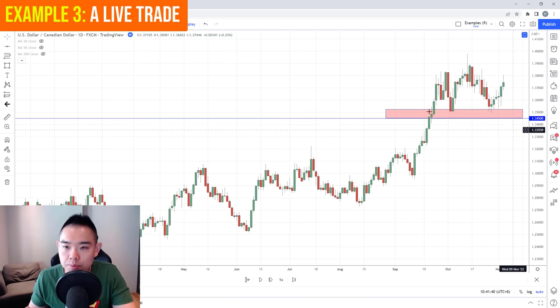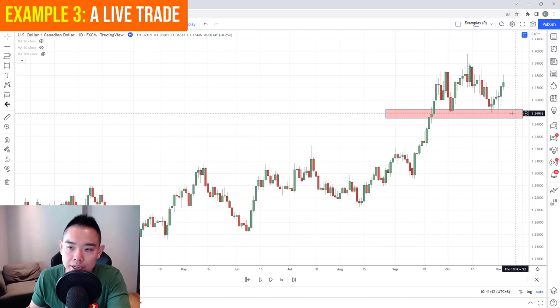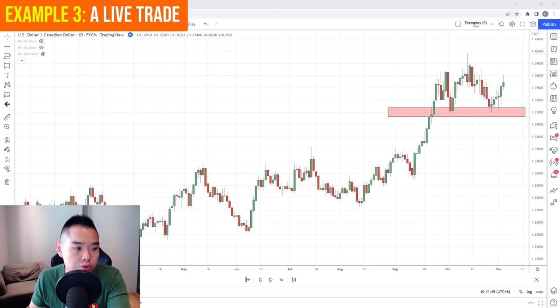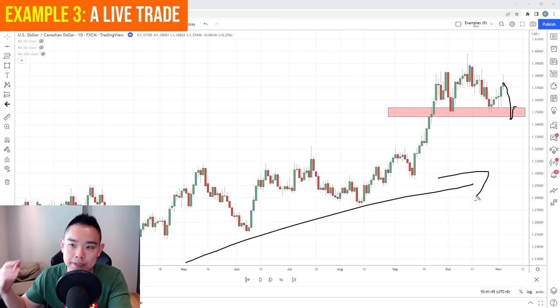So at this juncture, I was actually looking for buying opportunities. I was looking for the price to retest this area of support, and then get rejected and close back above it so I can look for an entry to go long. After all, this market is in an uptrend. This was my thought process, trading in the direction of the trend.